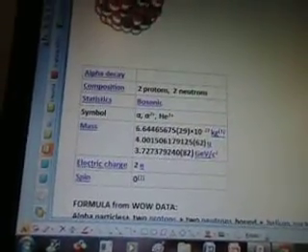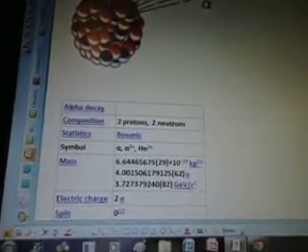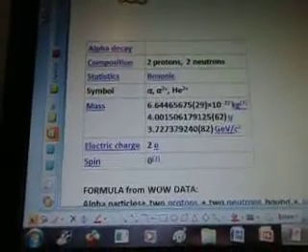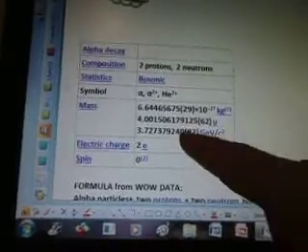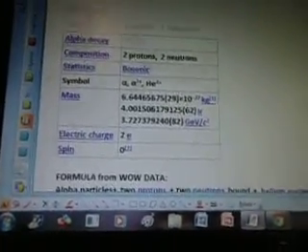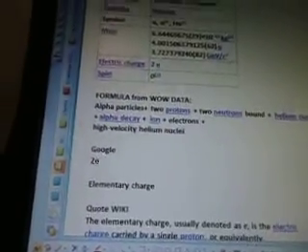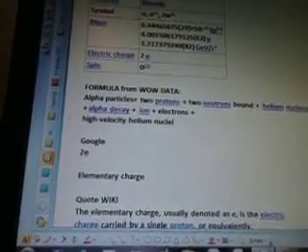So here's the alpha decay there. It shows the 2 protons and 2 neutrons, and then it's a bosonic. Those are the symbols. There's the mass. You want to use this bottom mass here. The electric charge is 2e and 0 is the spin. So we're going to take the formula from the well data: alpha particles plus 2 protons plus 2 neutrons bound plus helium nucleus plus alpha decay plus ion plus electrons plus high velocity helium nuclei.